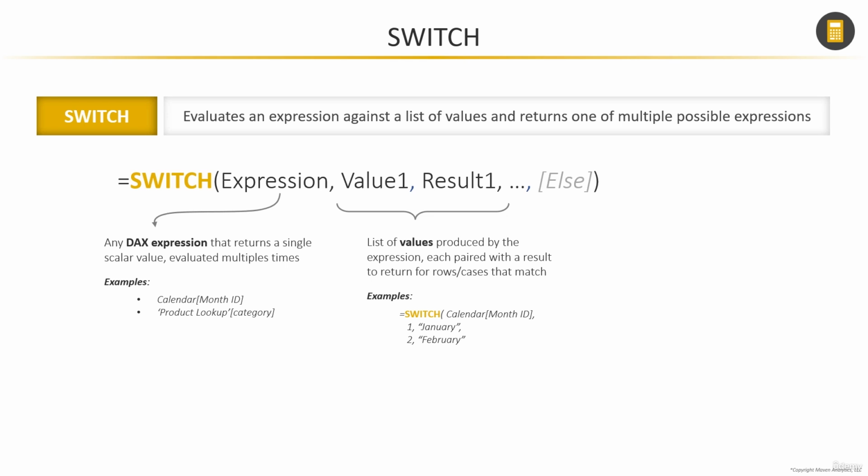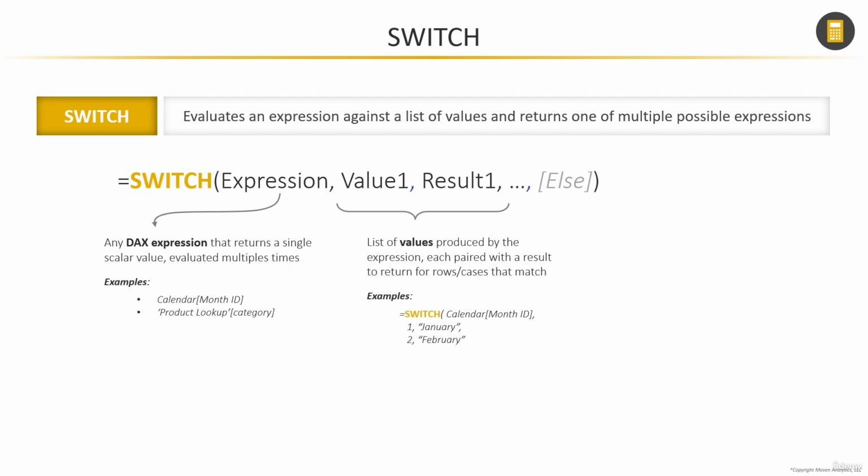Next up, we have our value and result pair. The value portion of this is a list of values that is produced by the expression. So month ID values are our example here. And each of those values is then paired with a result to return for that row where the case matches. A really common example of when to use switch is to create something like month names in a calendar table based on the month ID.